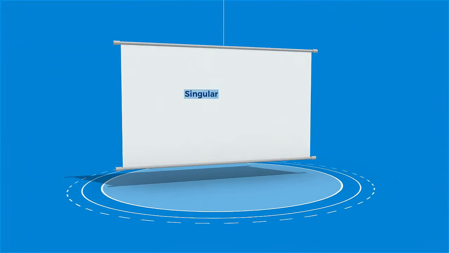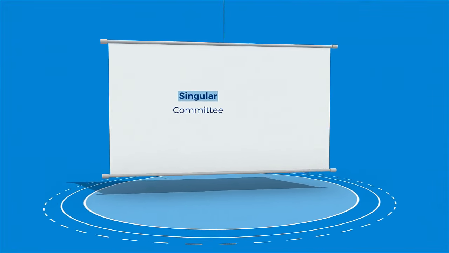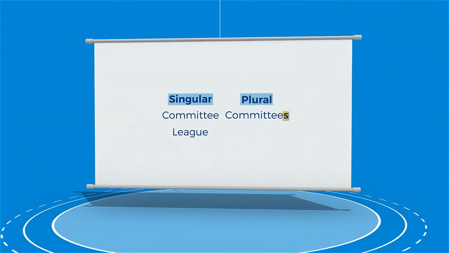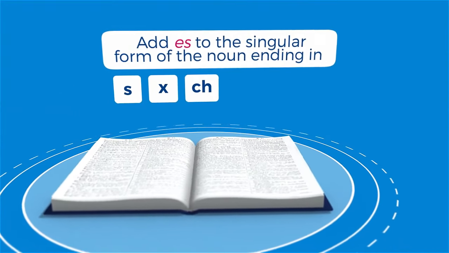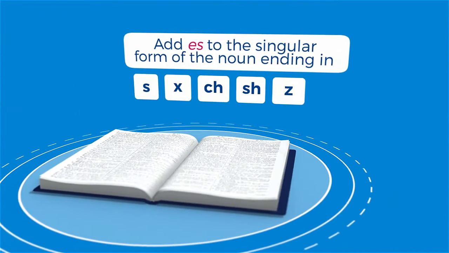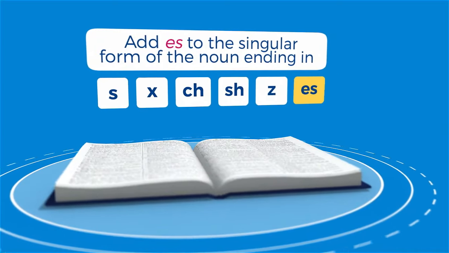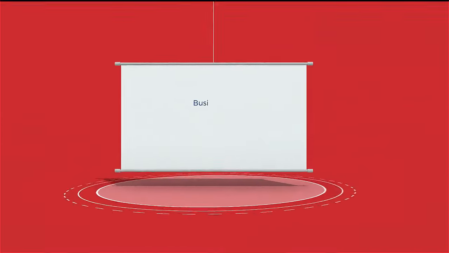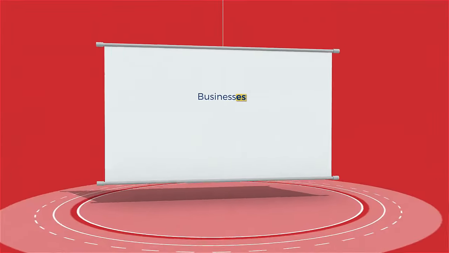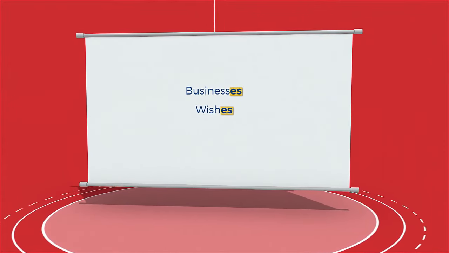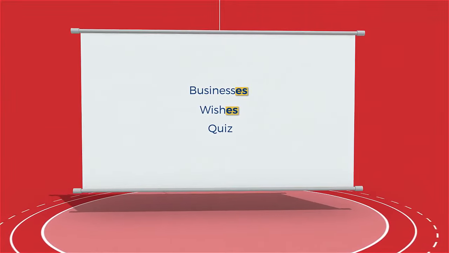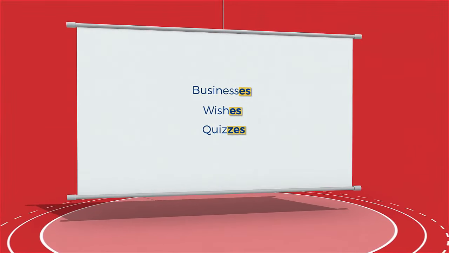For example, the singular word committee becomes the plural committees, and league becomes leagues. When singular nouns end in S, X, CH, SH, or Z, you follow a different rule. You add ES. This includes words like businesses and wishes. The only exceptions are certain nouns ending in Z, such as quiz. That gets an extra Z in the plural form, quizzes.